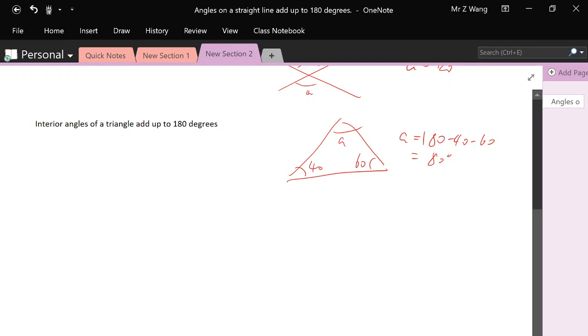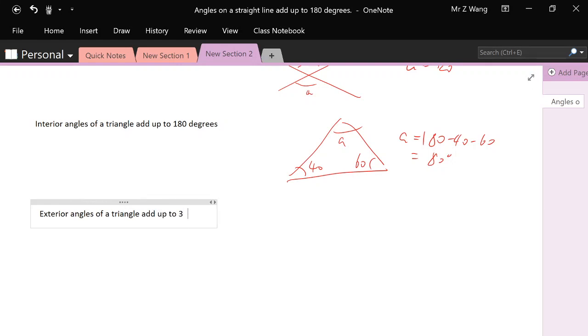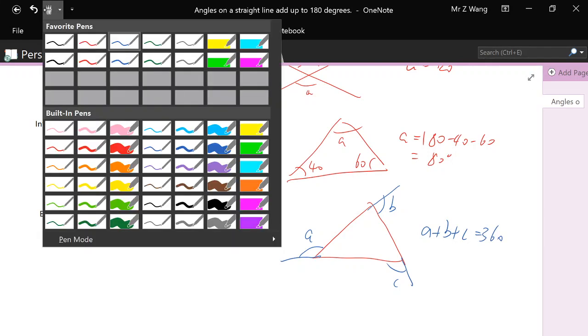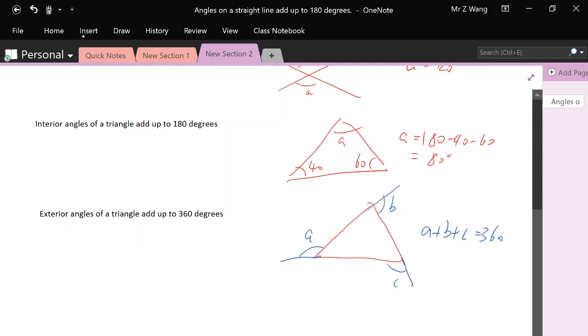And then we learned what? Exterior angles of a triangle add up to 360 degrees. Now, are you able to draw the exterior angles, right? The exterior angles are like this, right? So you extend every line in the same direction, and they're here. Okay, so they add up to 360. Okay, and then what did we learn?